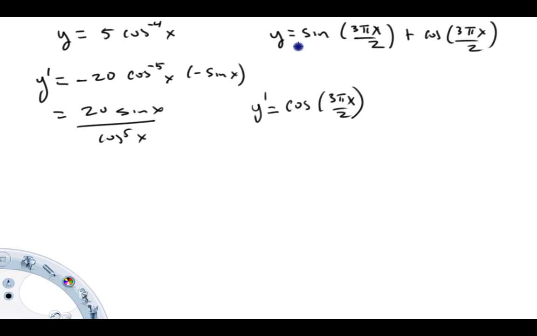That's the derivative of the sine function. Then we move in and differentiate the inside function, and the derivative of 3 pi x over 2 is 3 pi over 2.